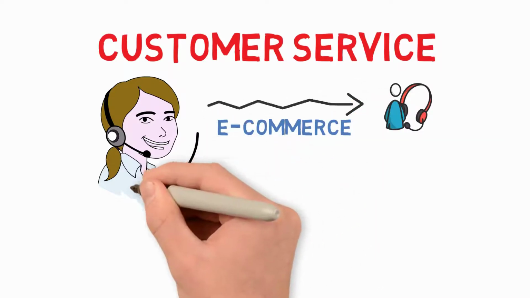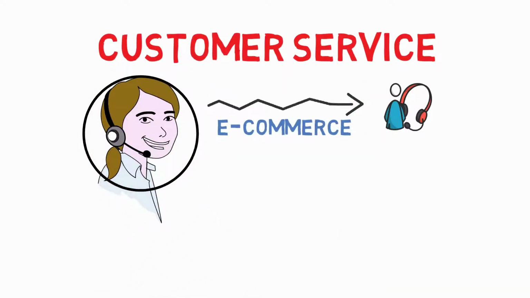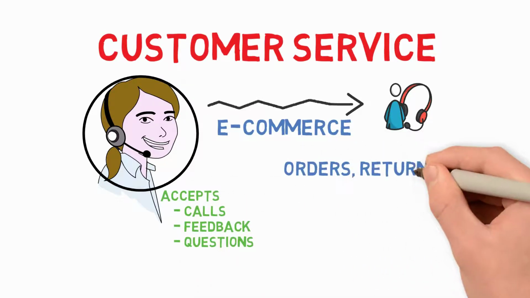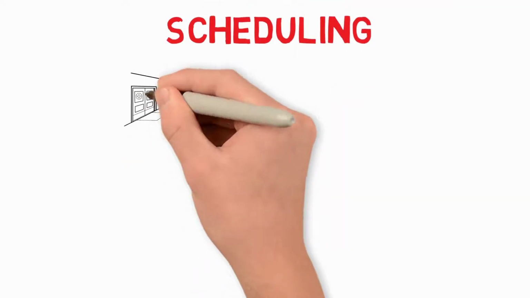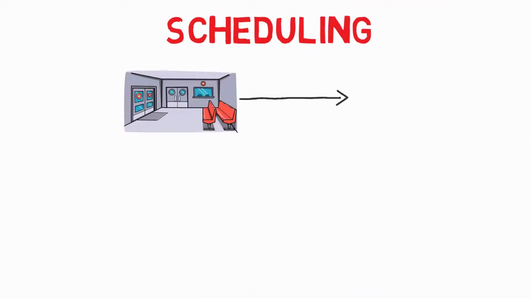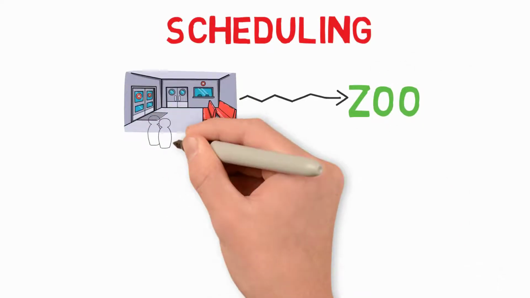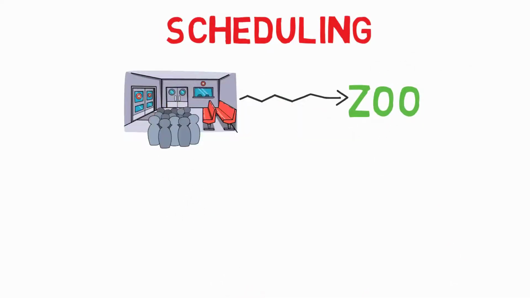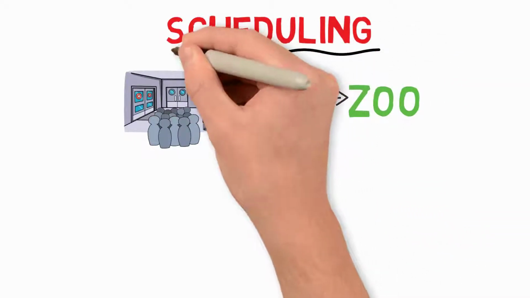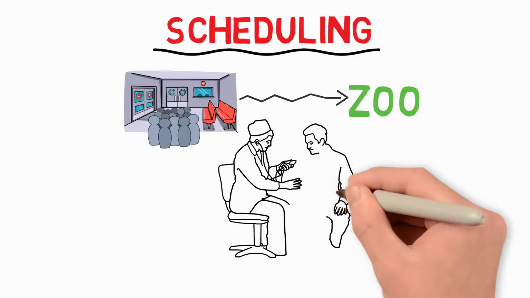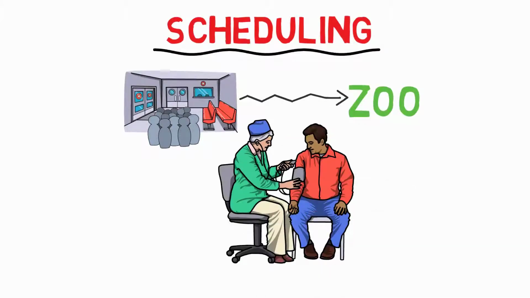The call center then accepts the calls, taking feedback and answering questions, along with offers of orders, returns, and cancellations. Scheduling. A doctor's office without any proper schedules can be a zoo. Sometimes it would be loaded and sometimes staff would have nothing to do. Hence the operation management of scheduling is very necessary. This way you will lose customers and you cannot be effective in providing quality treatment.